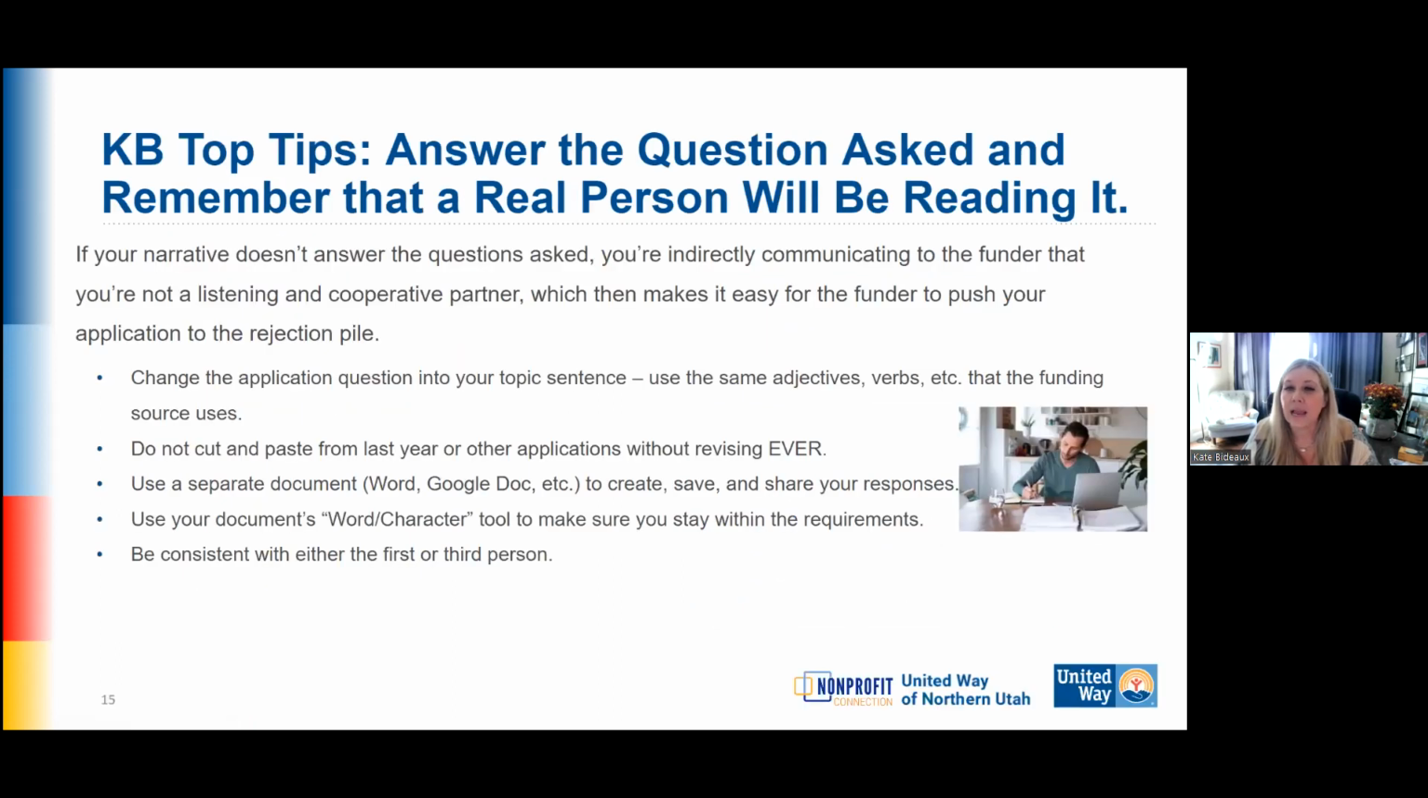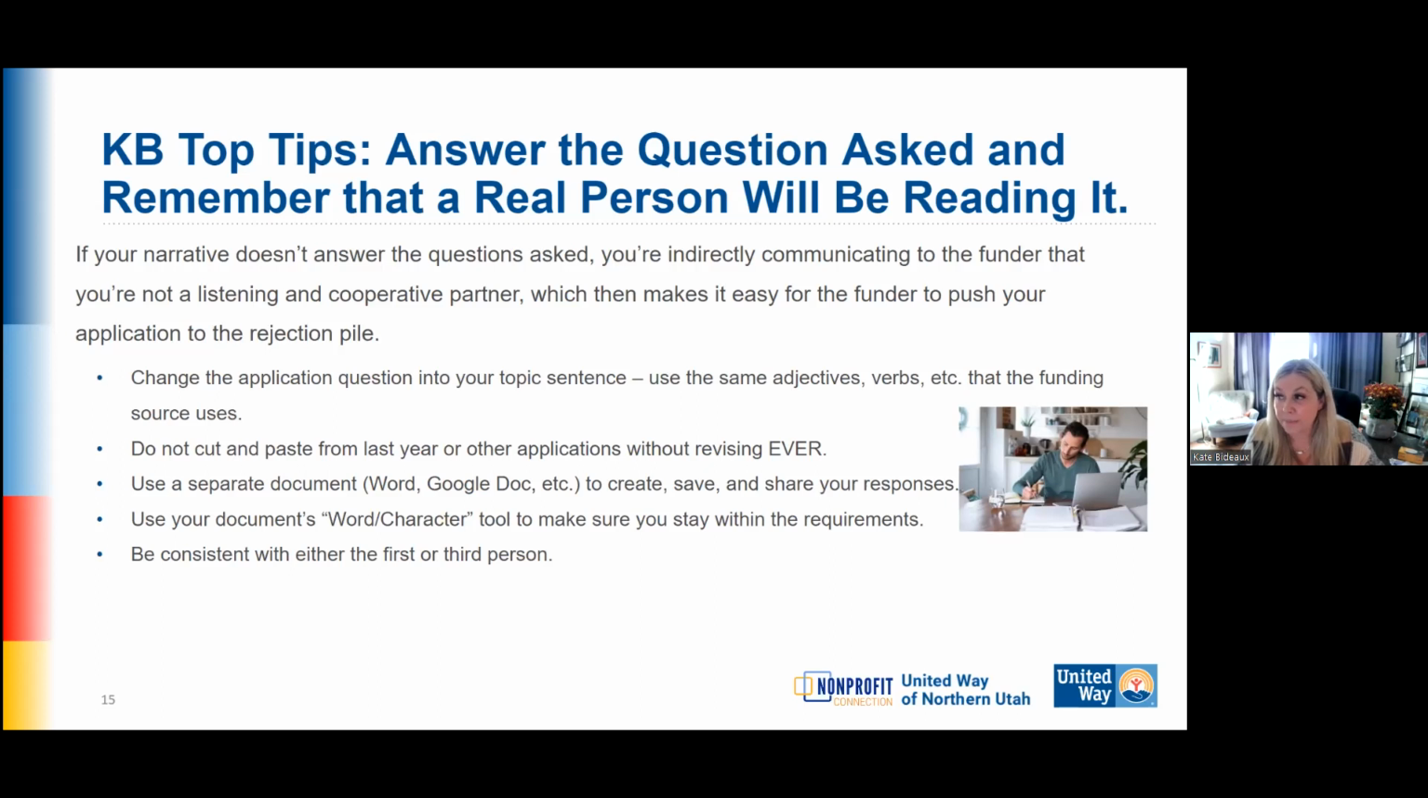So again, answer the question and remember that a real person is reading it. This is the biggest reason after it's a wrong fit: you don't answer the question. You don't know how many grant applications I've reviewed from people that have worked with me, because I train interns and things like that. I'll read their response and say, all you did was copy and paste this from something else. You did not respond to their questions. So the first thing I say is change your application question into your topic sentence. Always use the same adjectives, verbs, etc. that the funding source is using.